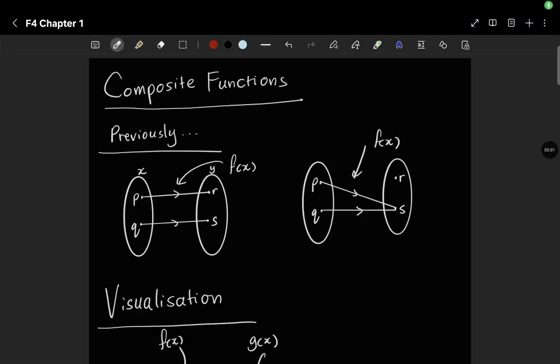Hello guys, so in this video we'll be talking about composite functions.